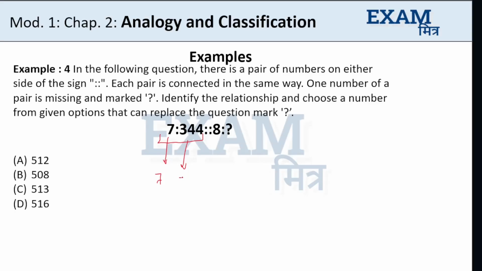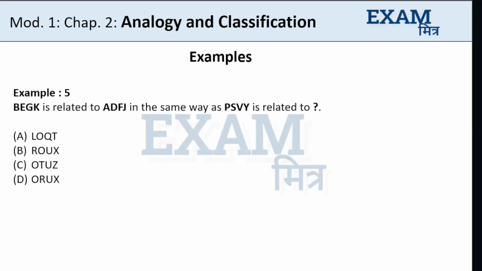You can see that this is 7 cube plus 1. That means 1 is added to the cube of 7. So if this is 8, this must be 8 cube plus 1. What is 8 cube? It is 512 and then plus 1. This would give us 513. So this will be our answer. Let's move to the next example.